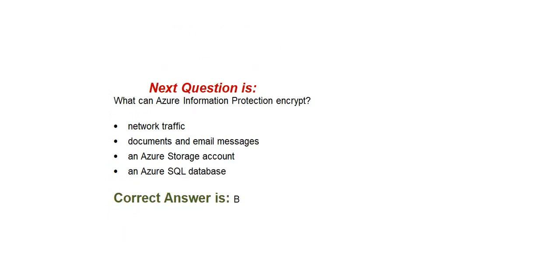Next question is, what can Azure Information Protection encrypt? Option A, network traffic. Option B, documents and email messages. Option C, an Azure storage account. Option D, an Azure SQL database. Correct answer is option B, documents and email messages.